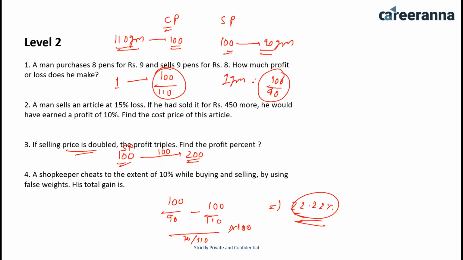Now, due to this 100, the profit triples. What does that mean? There is an addition of 100 in profit. Initially, profit was a number, let's take a blank. Now, there is an addition of 100 and it becomes 3 times of this number.